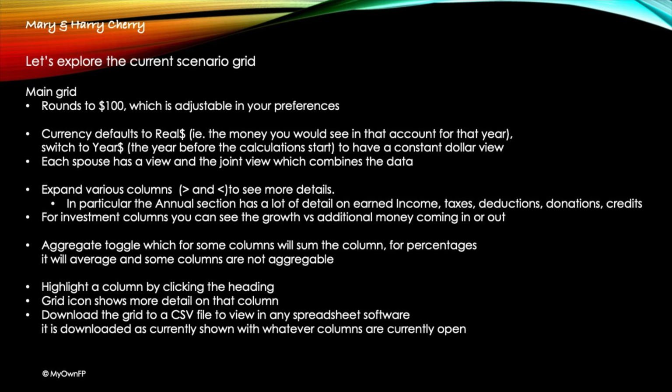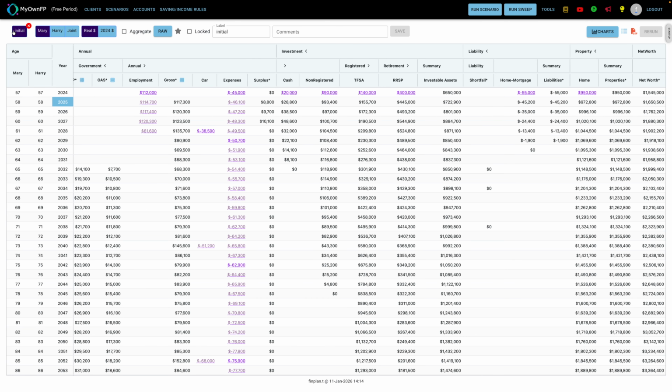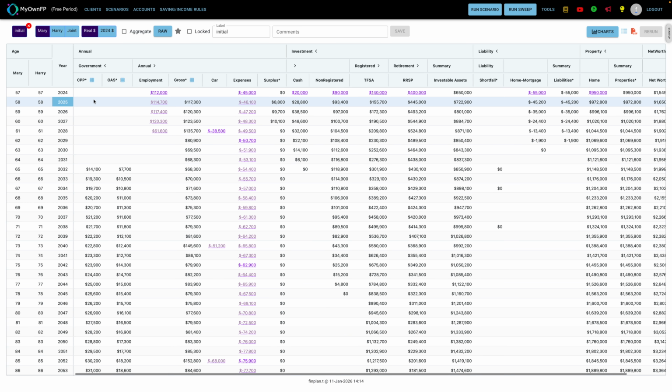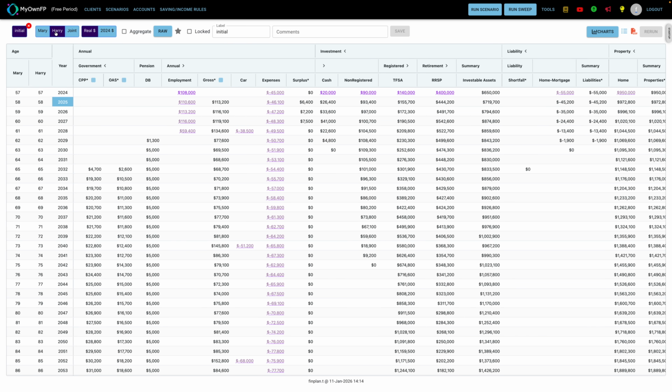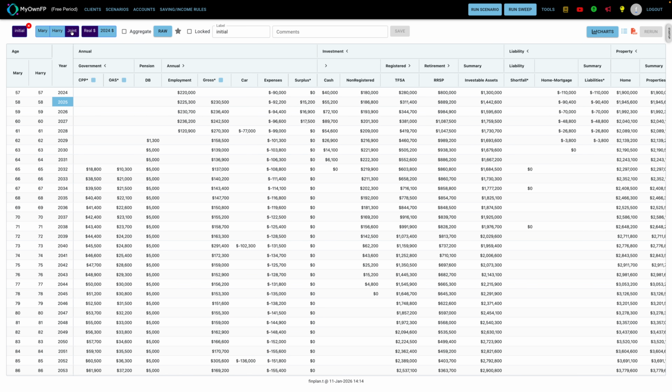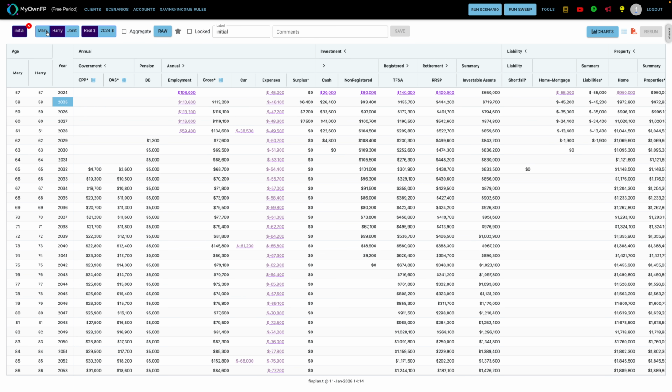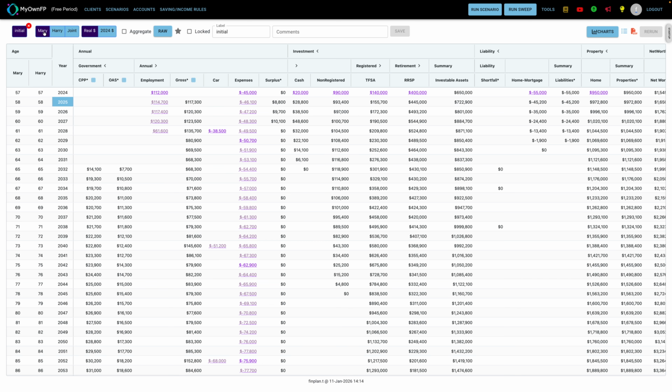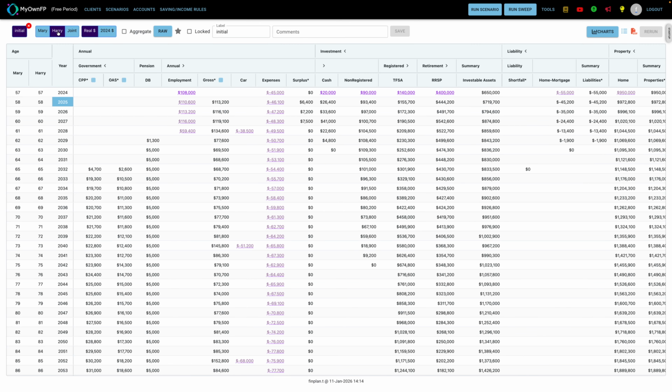So here we are now. Top left shows what our scenario label is. We have Mary, Harry, and joint. That's our three different views of the grid. So I can flip between Mary, Harry, and joint, and the values change. Since Mary and Harry are very similar, you can see the employment is 112,000 for Mary, it goes 114. For Harry, it's at 108, 110, goes forward like that. They're working half a year at age 61, so that's reduced in half to the end of June.